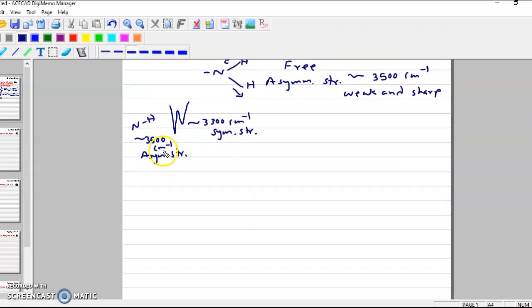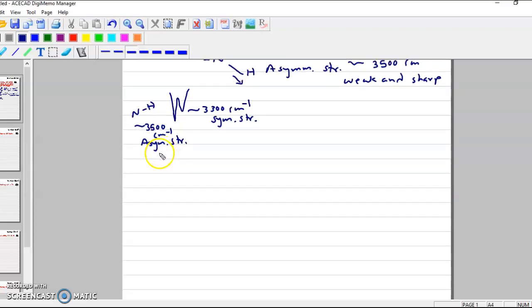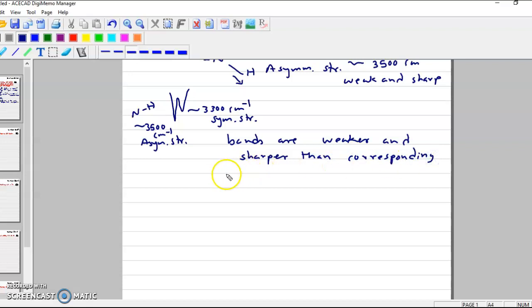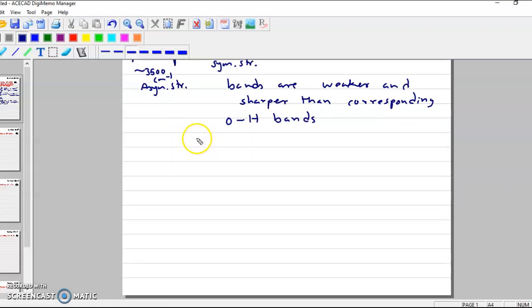Okay, the associated NH bands are weaker and frequently sharper than the corresponding OH bands. Remember, OH bands also have signals or bands in this range only. So we have to be very careful when we decide which group is present in a given compound.